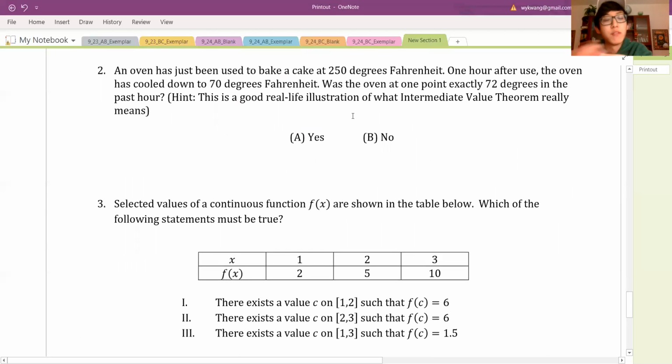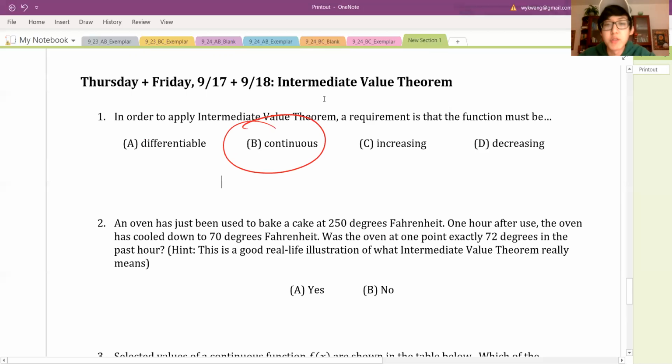Now, an oven has just been used to bake a cake at 250 degrees Fahrenheit. One hour after use, the oven has cooled down to 70 degrees Fahrenheit. Was the oven at one point exactly 72 degrees Fahrenheit in the past hour? Well, we went over this thought experiment in class. We have a really hot oven and then it cools down to a cold temperature. Well, how about the in-between temperatures? Is the oven allowed to skip over a temperature?